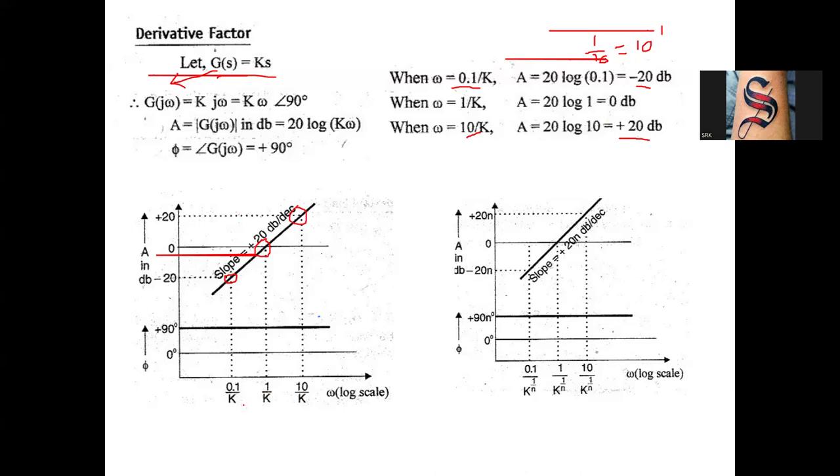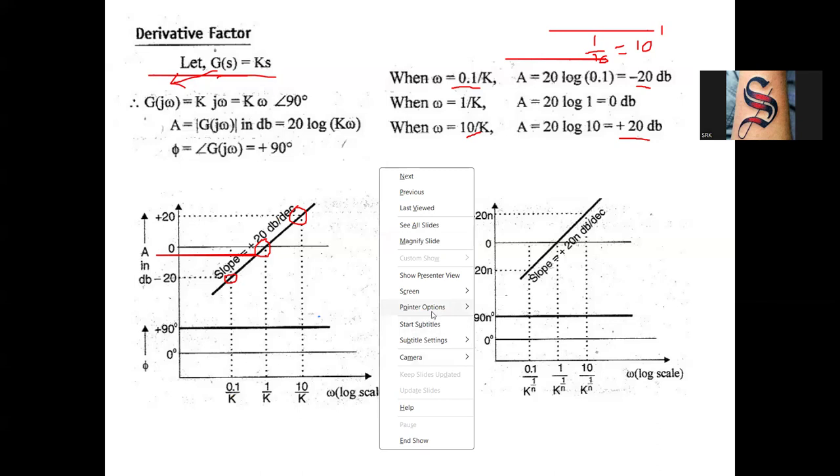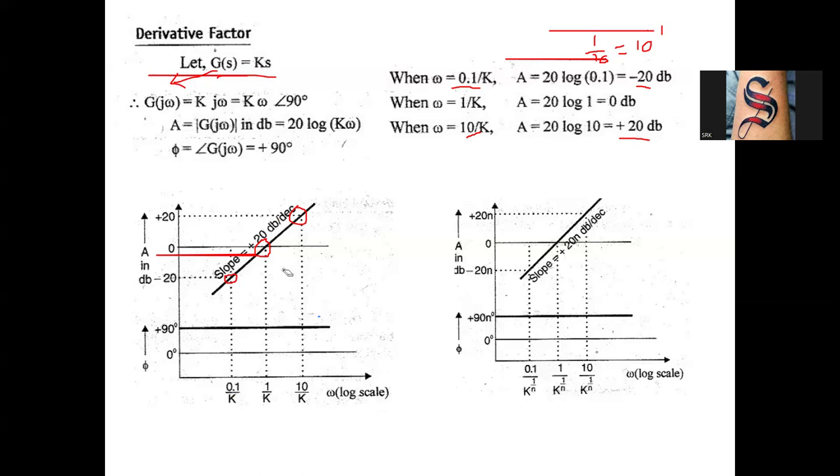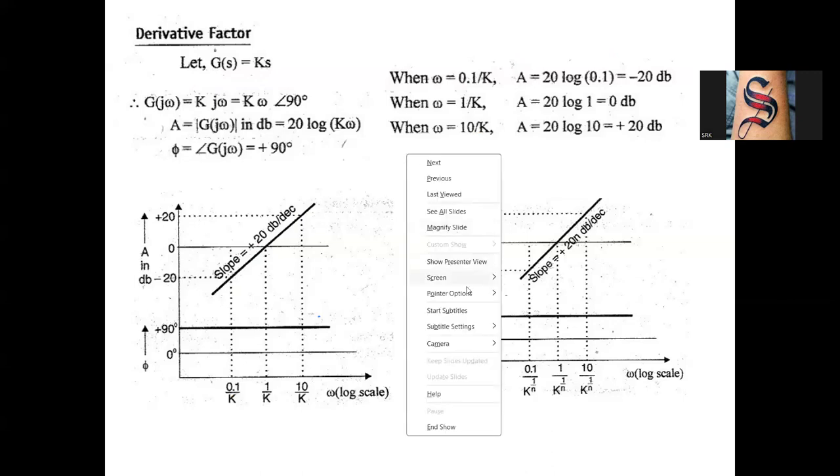Again, what are you observing? For every decade of frequency, the slope rises by plus 20 decibels. So that's why we write on the magnitude plot that the slope is plus 20 decibels per decade. Okay, plus 20 decibels per decade. What about the magnitude plot in terms of the integral factor? For the integral factor, the magnitude plot is minus 20 decibels per decade, right?